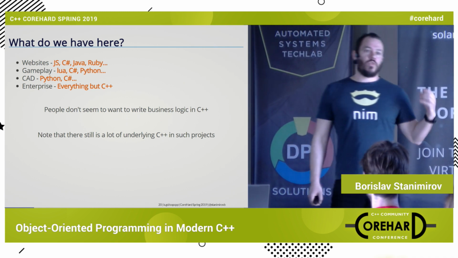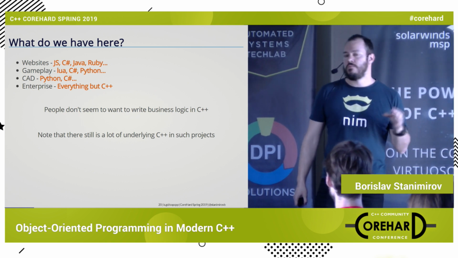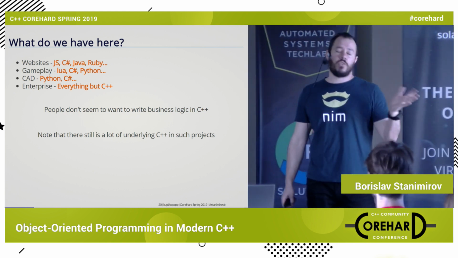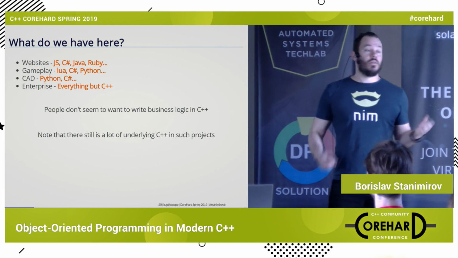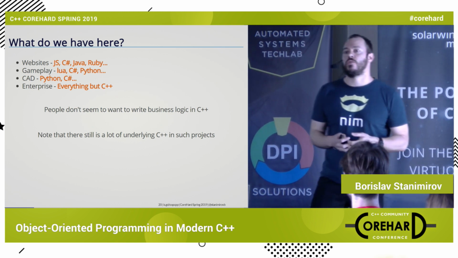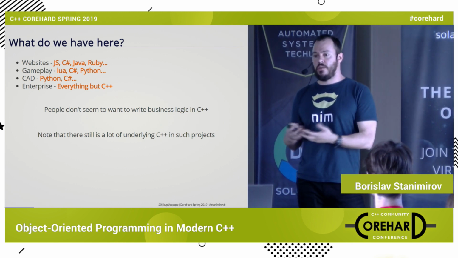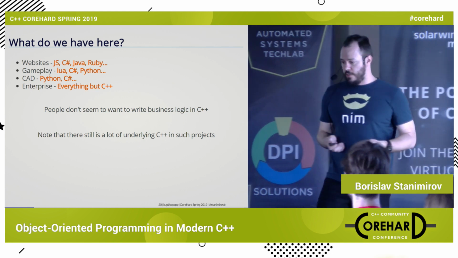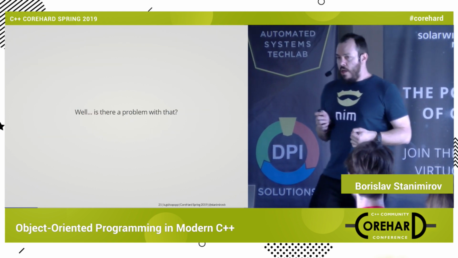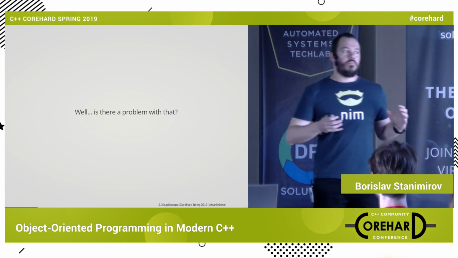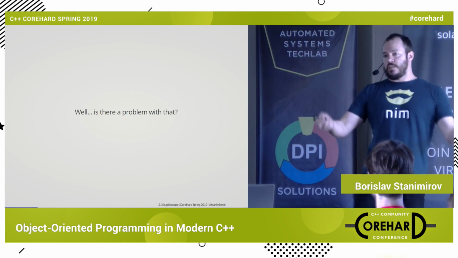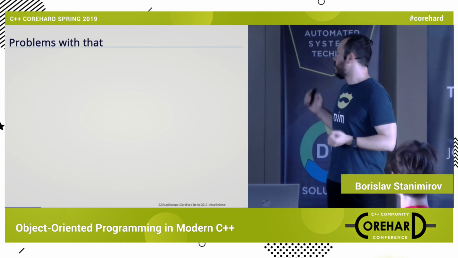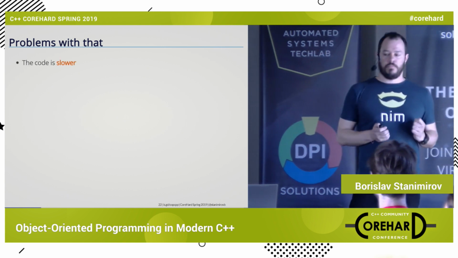Now, these pieces of software do feature a core written in C++ or C, which is responsible for the fast things, the things we want to do fast, but the actual business logic in these pieces of software is not written in C++. And this is the state of the world. And some people might say, okay, this is the state of the world, what's the problem with this? So, let's see some problems.